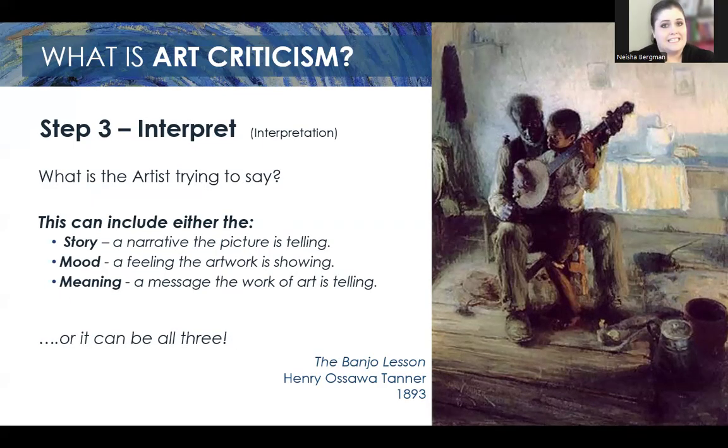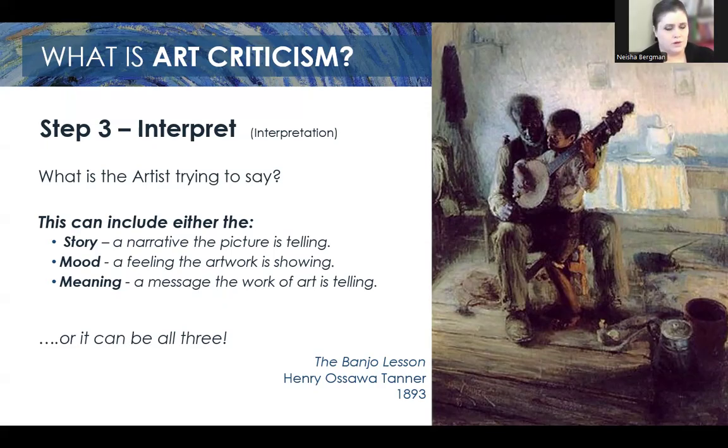The third step is interpret. Now we're trying to understand the deeper meaning behind the image. So what is the artist trying to say? Now we have 3 ways to look at how the artist was trying to communicate. The artist could be trying to tell you a story. The artist could be trying to create a mood or specific feeling. And the artist could have a deeper meaning, similarly to the moral of the story.